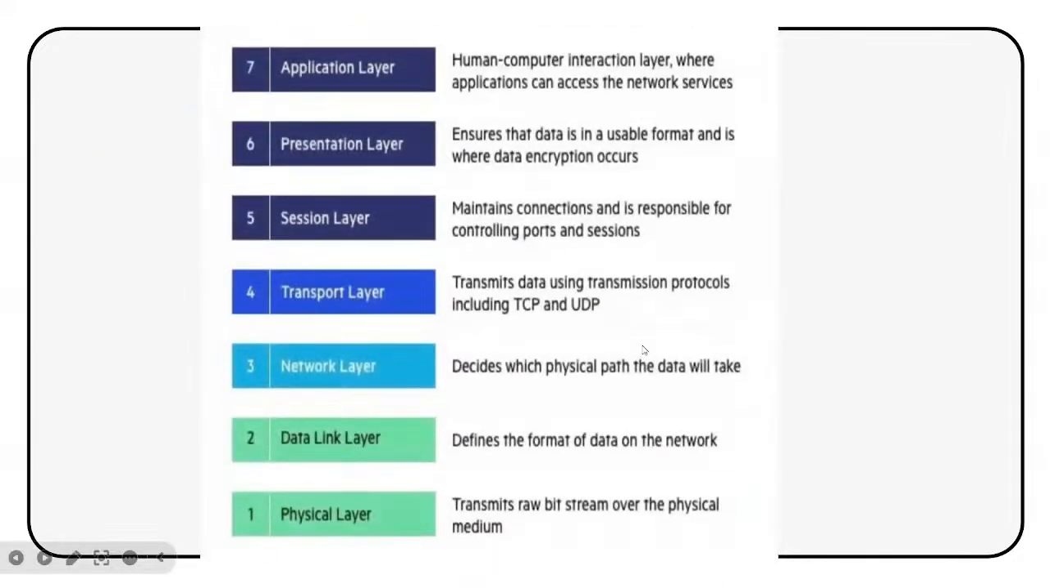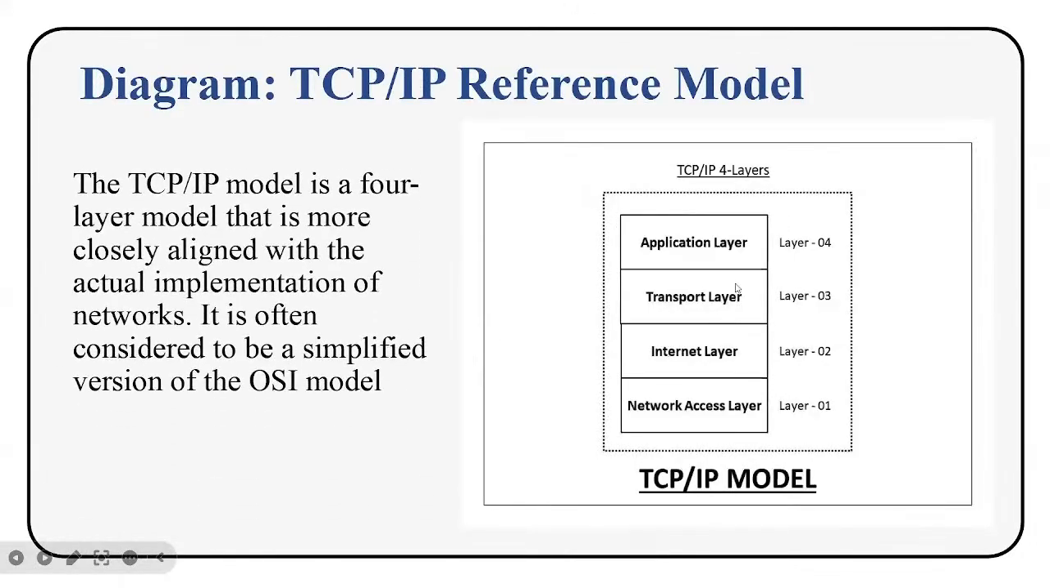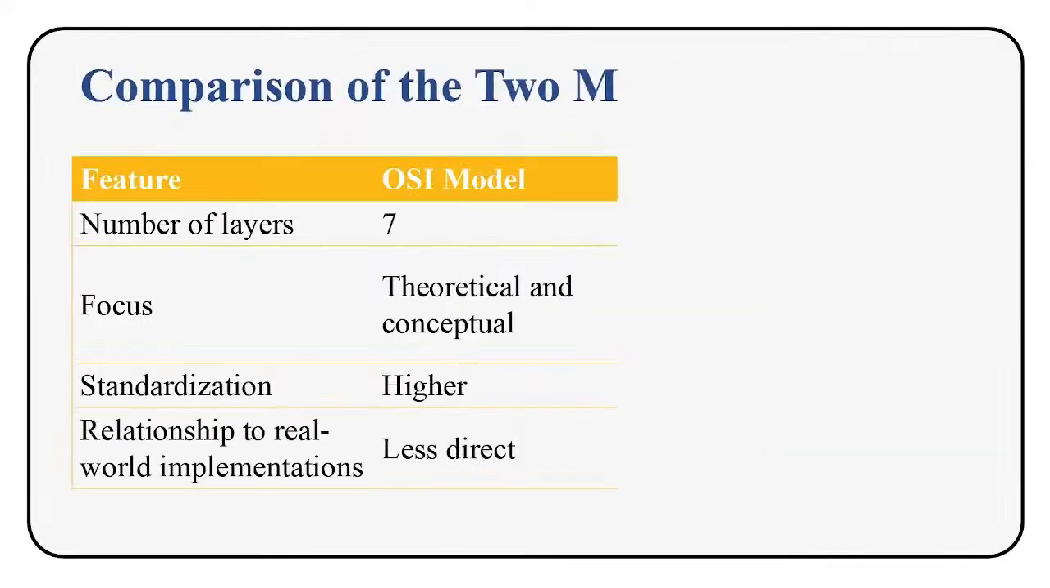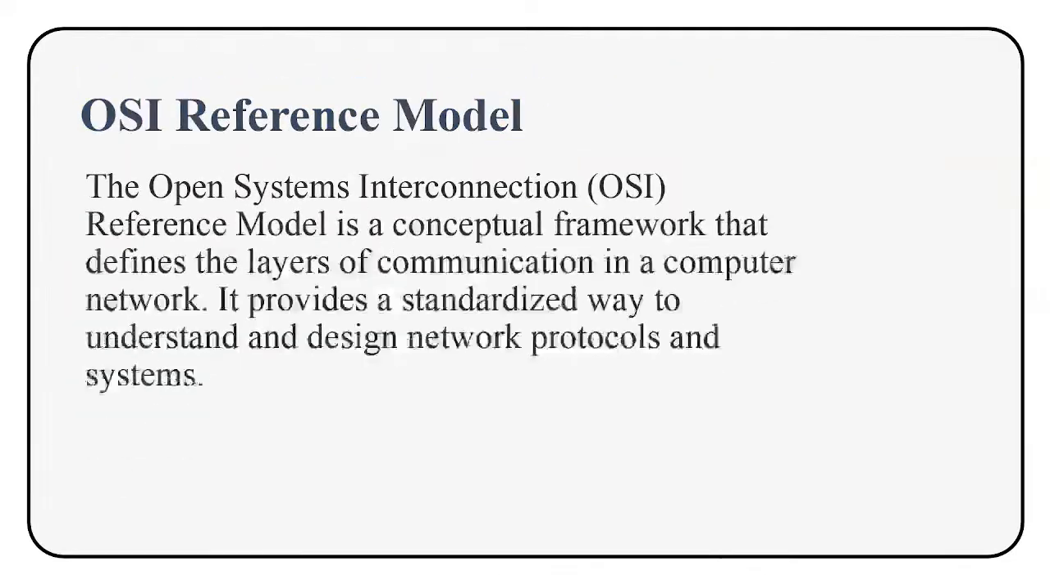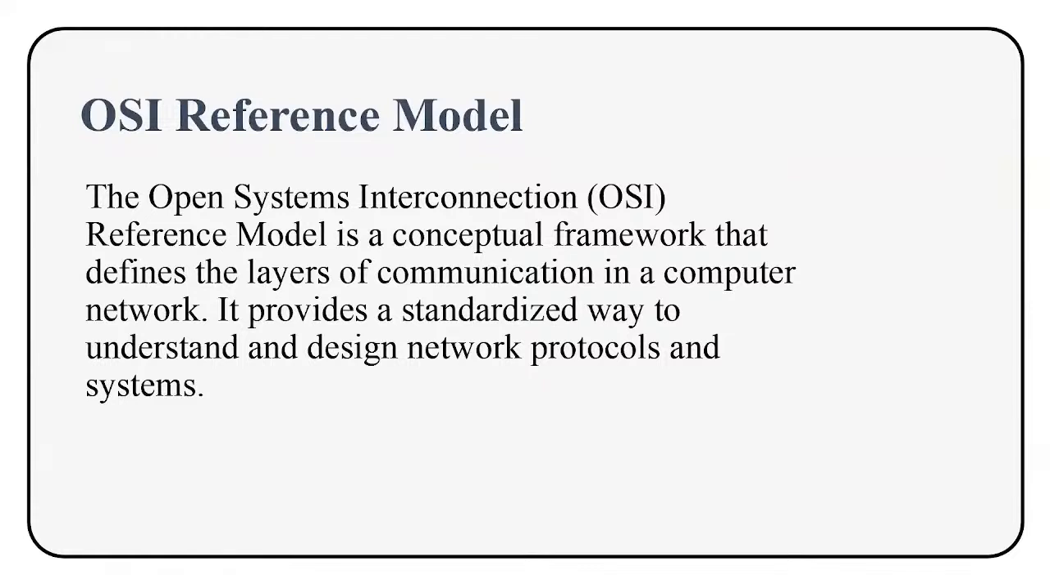Here it is. So this is the OSI model, obviously. And this is the diagram for the TCP/IP reference model. This is a very common diagram which you can find anywhere. Now, if I talk about the OSI model, the Open System Interconnection reference model is a conceptual framework that defines the layers of communication in the computer network, and it provides a standardized way to understand and design network protocols and systems.